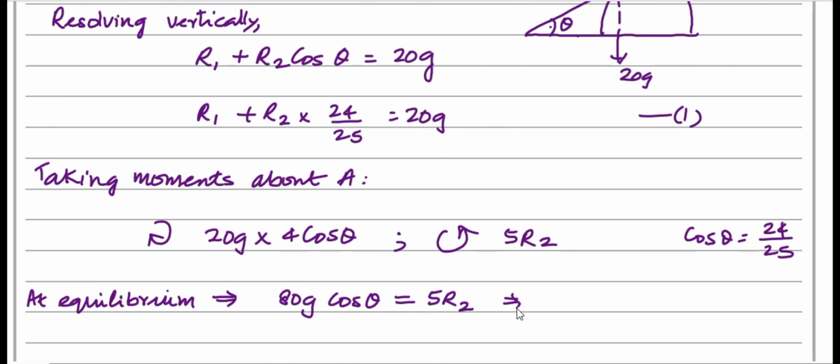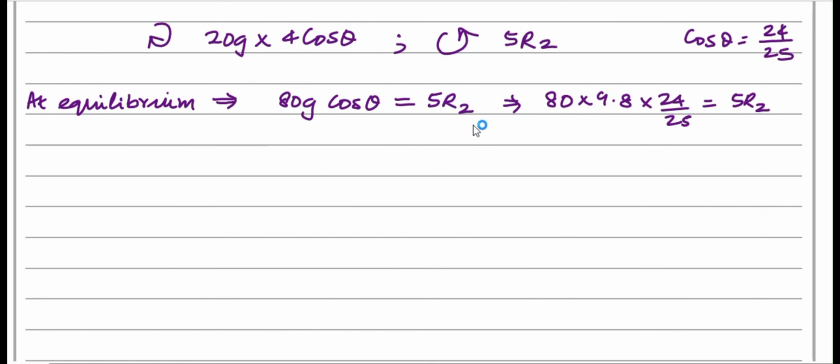Substituting that here, we get 80 times 9.8 times 24 over 25 equals 5 times R2. That simplifies to, dividing both sides by 5, we get 16 times 9.8 times 24 over 25 equals R2. And putting that into the calculator, we get 150.53.